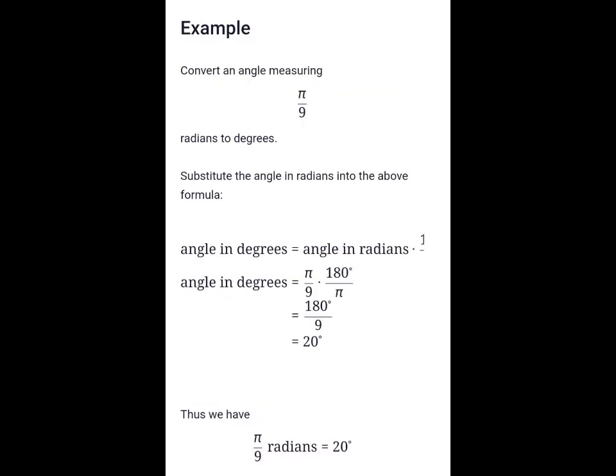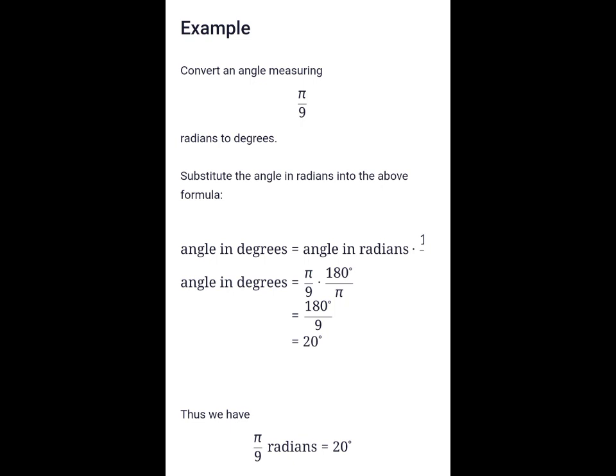So let's have an example. Convert an angle measuring pi over 9 radians to degrees. First, substitute the angle in radians into the above formula. So angle in degrees equals angle in radians times 180 degrees over pi, so pi over 9 times 180 degrees over pi.